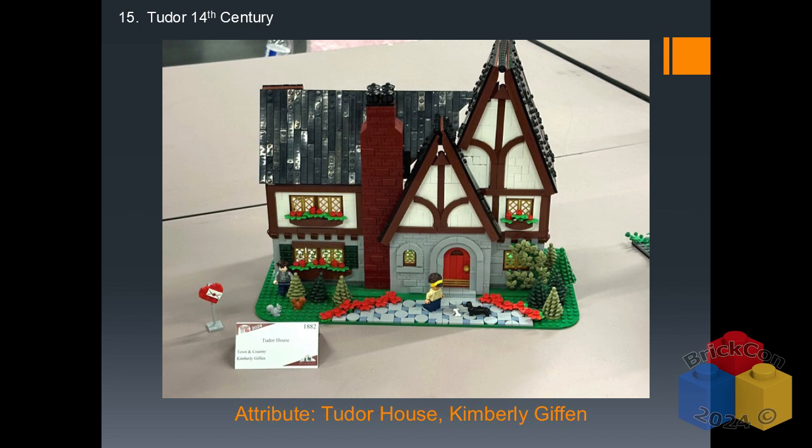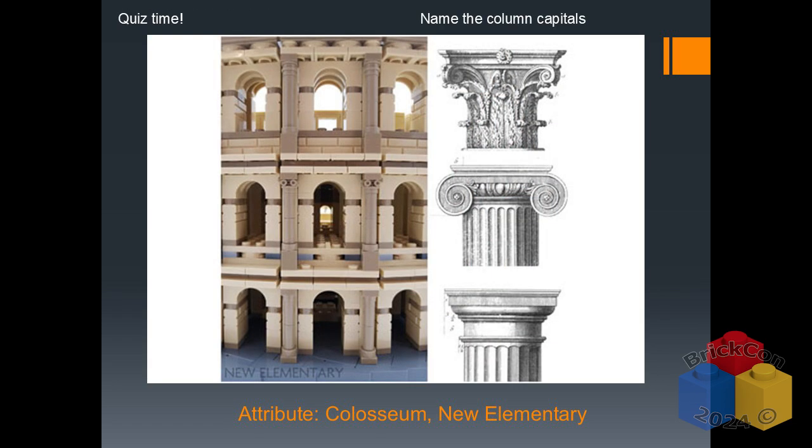The smaller the better. Oh, it's another quiz. Name the column capitals. What's the one at the top? Oh, that's pretty good. How about the one in the middle? Ionic. Oh, yeah, the one at the bottom. Doric. Oh, very good. 10 points for Gryffindor.